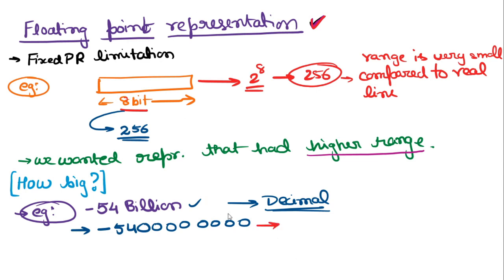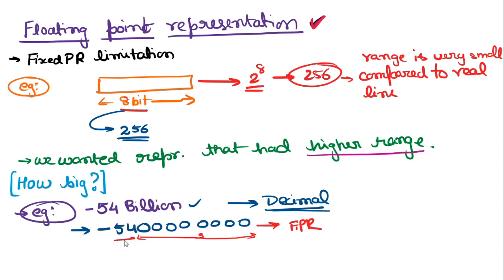And actually this is fixed point representation. Okay, now we are having the entire number here, right? And how much space are we taking in order to represent this? One for minus, one for 5, one for 4, and 9 zeros here, right?